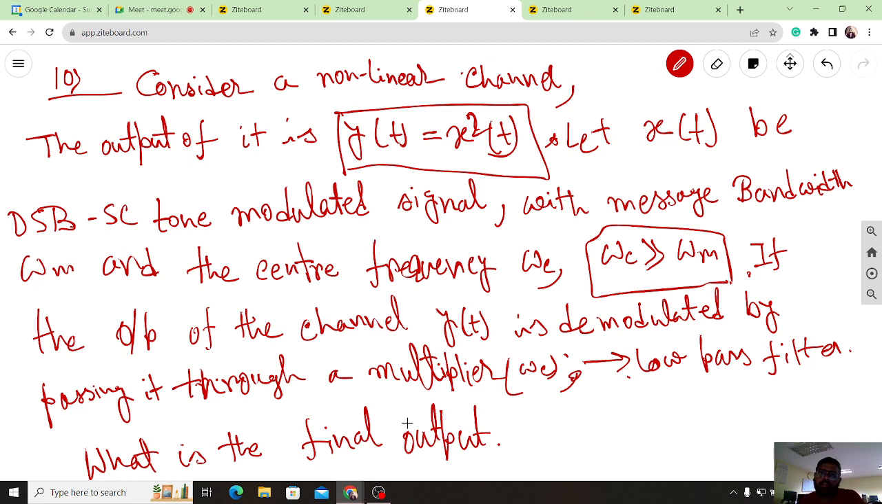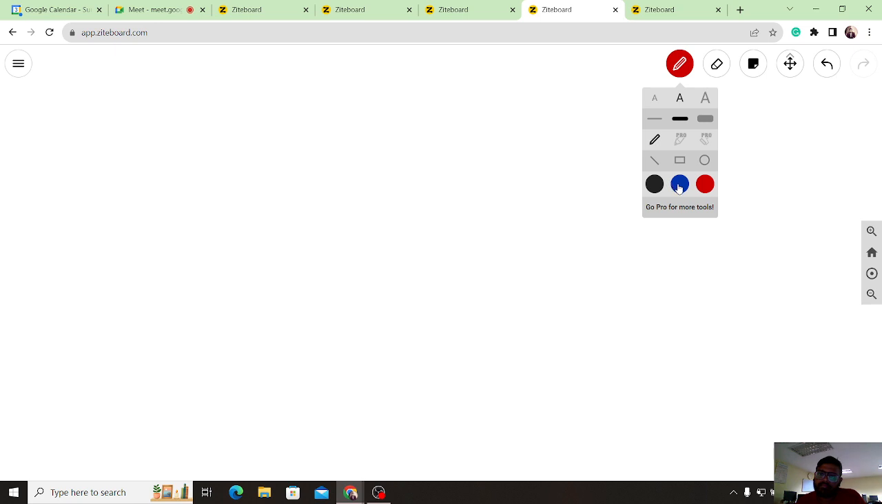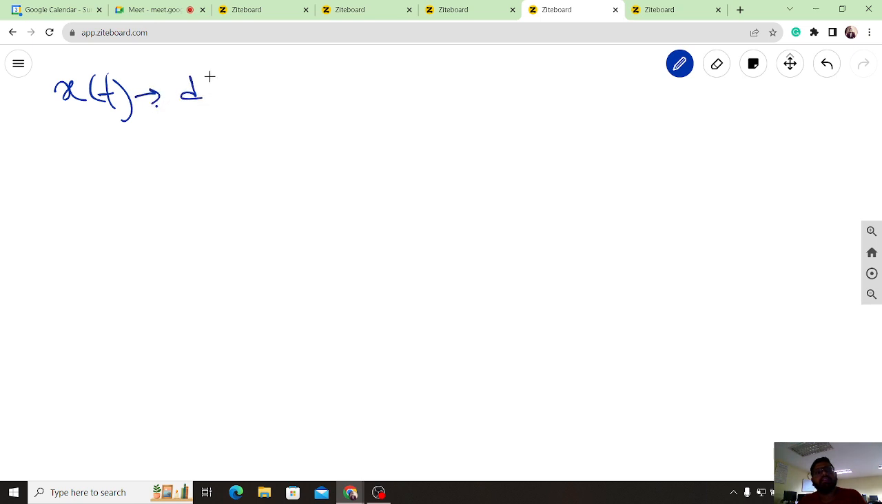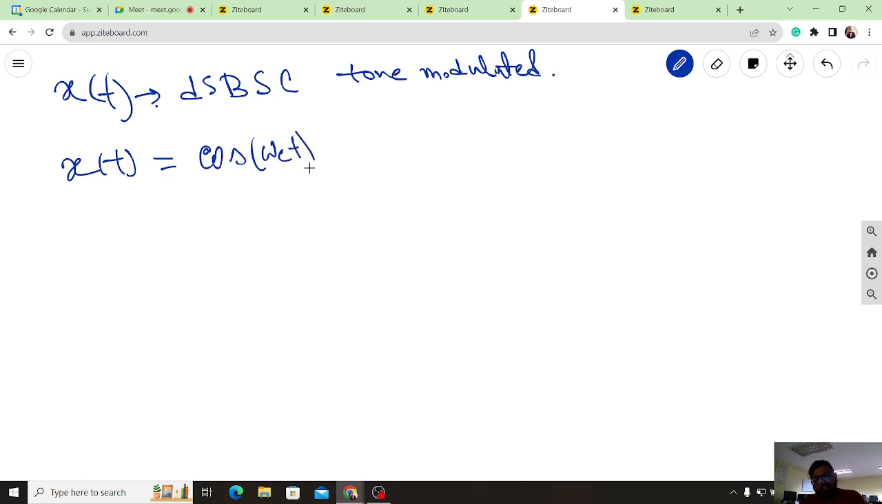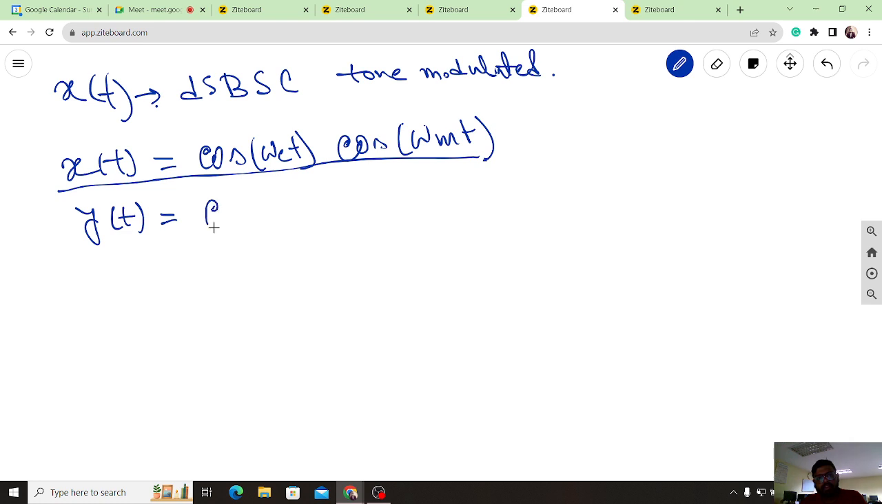Okay, so let's solve this question. What was the statement? x of t is a DSB-SC tone modulated signal. So x of t is the carrier into the message. If x of t is this, what will be y of t? y of t is cos square omega c t into cos square omega m t.